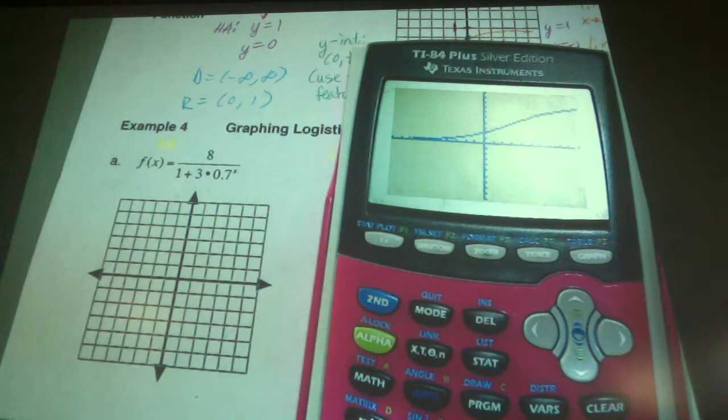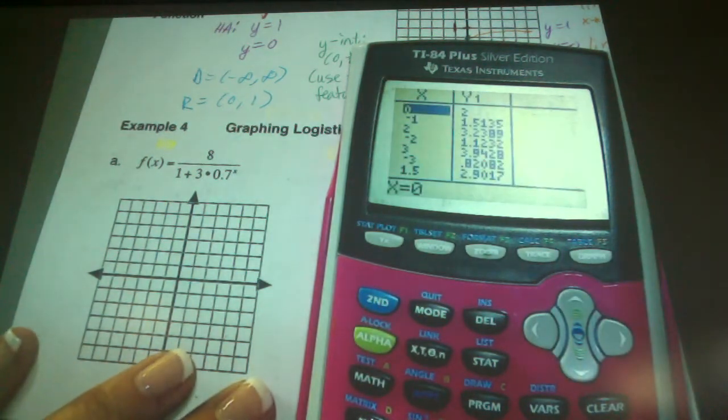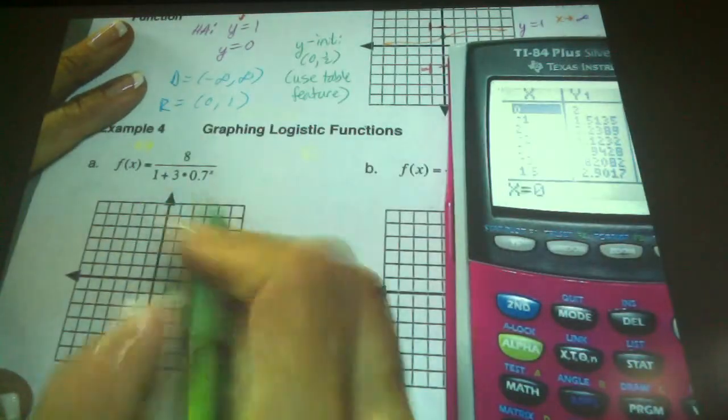Okay, so here's what I'm going to do first. I'm going to find my y-intercept first. How do I find the y-intercept? Use my table function. So I'm going to do second table. And then 0, 2, right? So the very first thing I'm going to do is find my y-intercept.